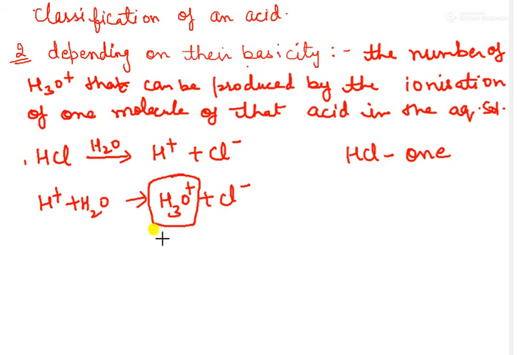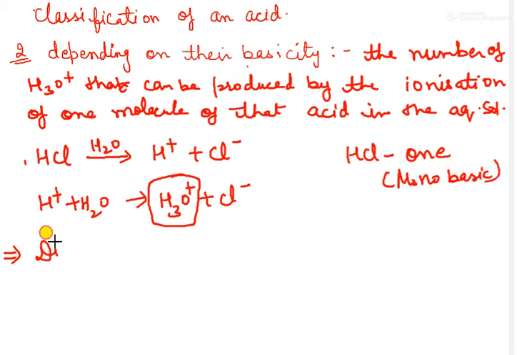So what is the basicity? The number of hydronium ions. When we ionize one molecule of HCl in water, it forms only one hydronium ion. So the basicity of HCl is 1. Those compounds that have basicity 1 are called monobasic.